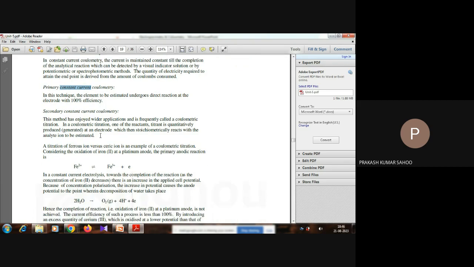Then in secondary, what happened? This method has enjoyed wider application and is frequently called a coulometric titration.